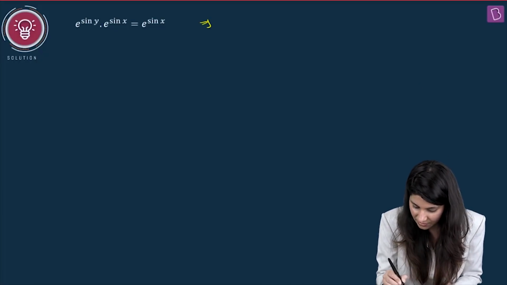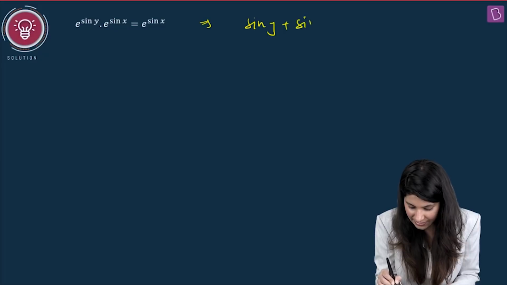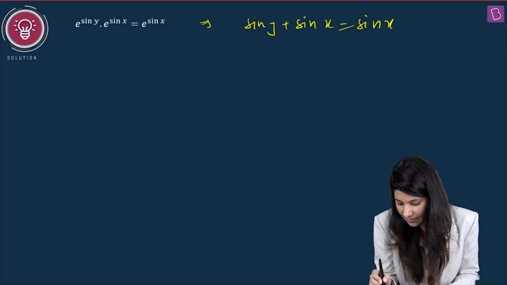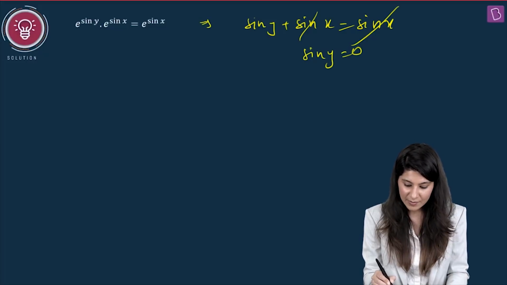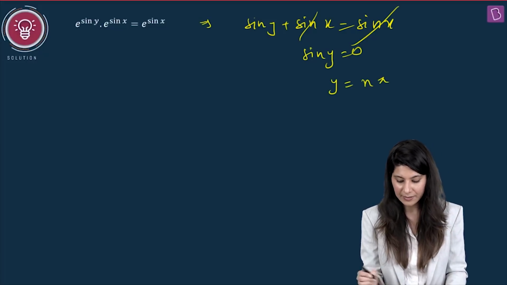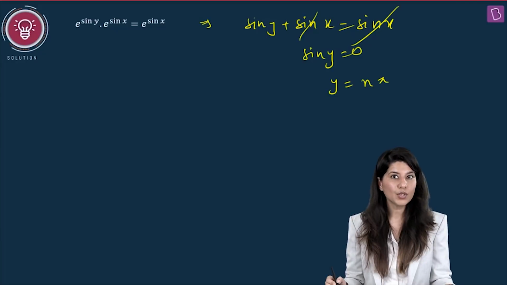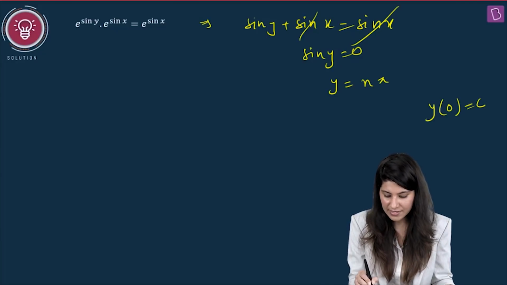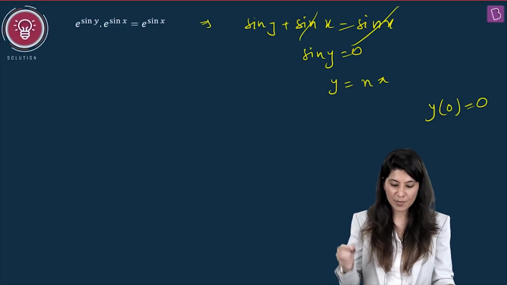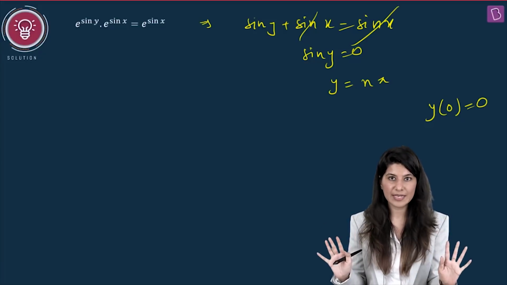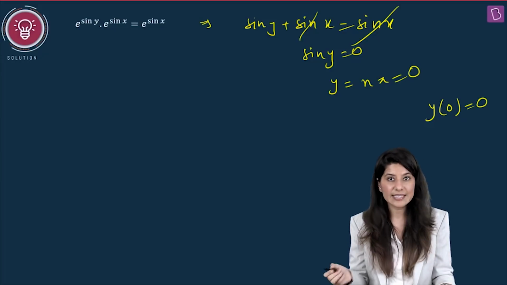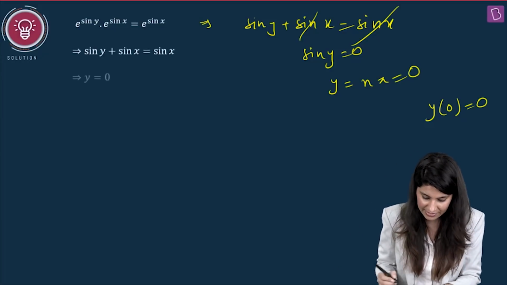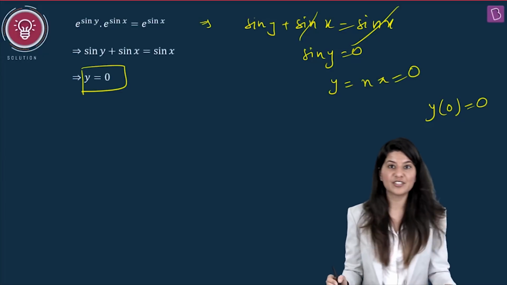So that means in here sin y plus sin x equals sin x. Sin x gone. Sin y equals 0. That means y is n pi. But you all know that y of 0 is 0, given in the question. The moment you put x equals 0, we have no place of x to put 0. That means this is 0, n is 0. So y equals 0 is the solution of the differential equation.